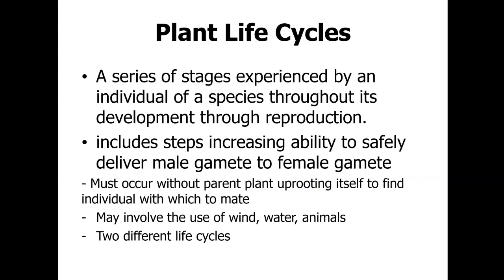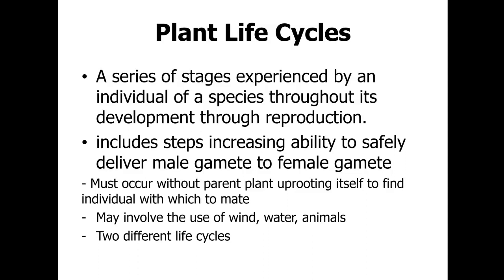Plant life cycles are going to be a series of stages experienced by individuals of a species throughout its development through reproduction. It's going to include steps that are increasing the ability to safely deliver male gametes to the female gamete. It must occur without the parent plant uprooting itself and finding the individual with which to mate. It may involve the use of wind, water, or even animals.